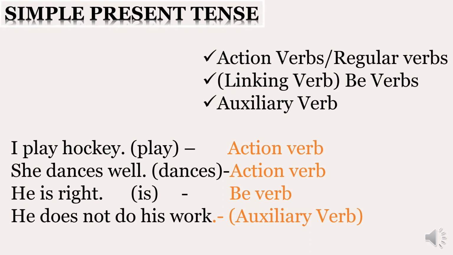So you can see the variety of sentences in simple present tense. We can use action verbs, be verbs, auxiliary verbs. So here be verb we have used, he is right, and is, it is performing the role of a linking verb. You can see it linking verb. Be verbs play the role of a linking verb.